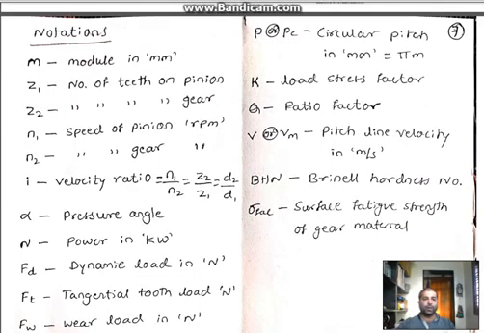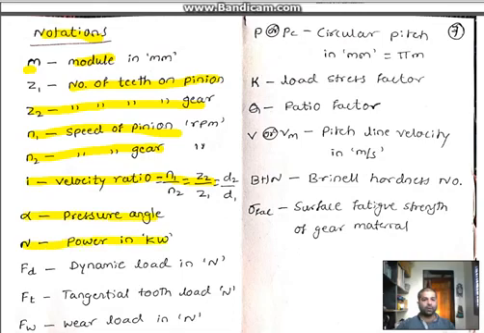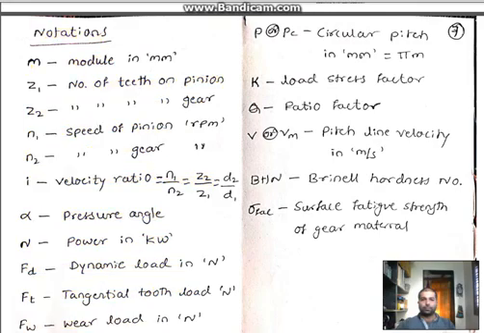Before solving the problem, first we go through the notations, where m is the moduli, Z1 is the number of teeth on the pinion, Z2 is the number of teeth on the gear, N1 is the speed of the pinion, N2 is the speed of the gear, i is the velocity ratio, alpha is the pressure angle, capital N is the power in kilowatt, FD is the dynamic tooth load, FT is the tangential tooth load, FW is the wear load.